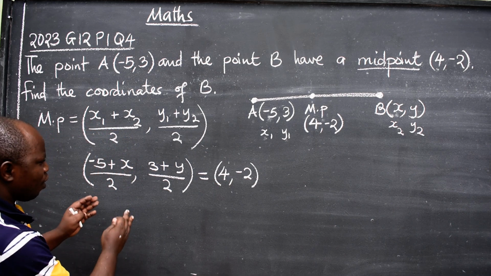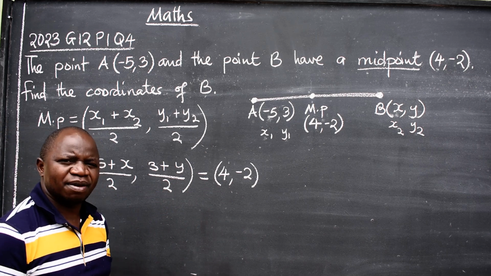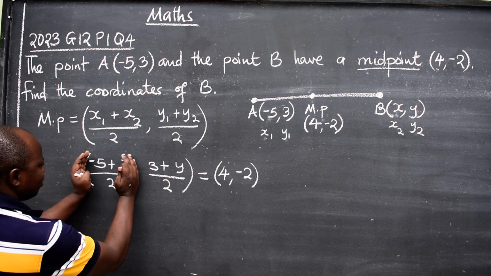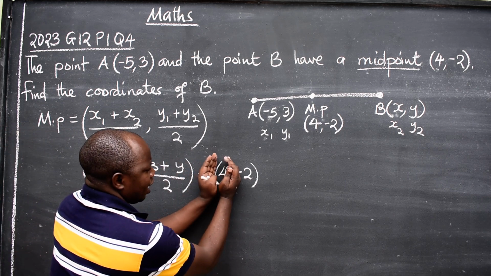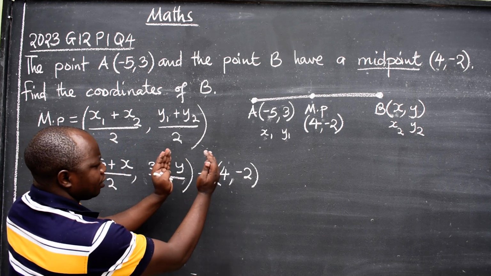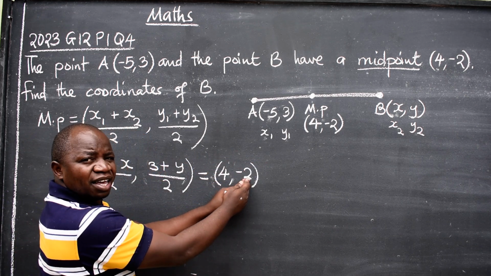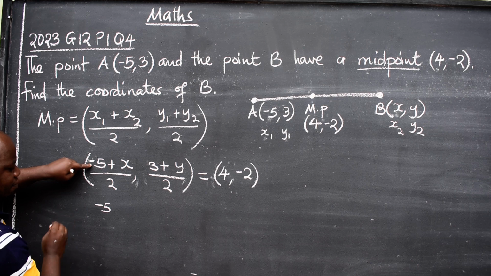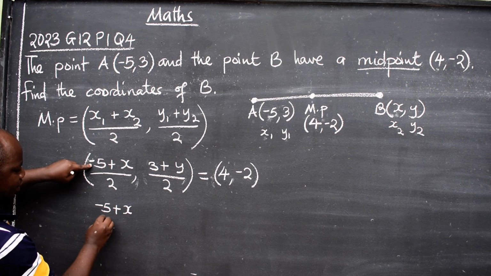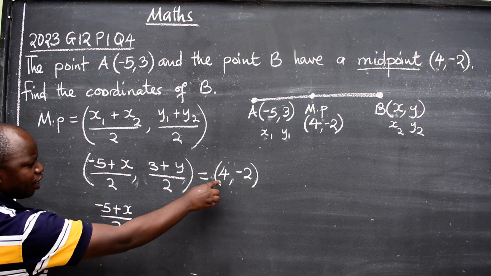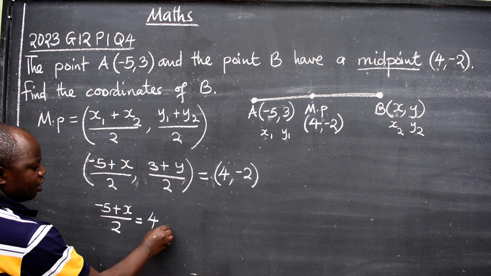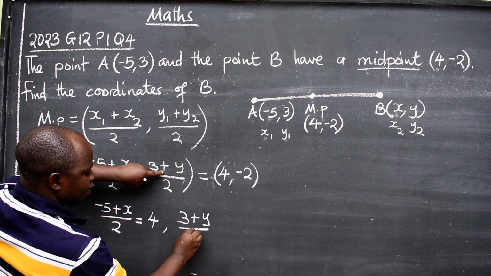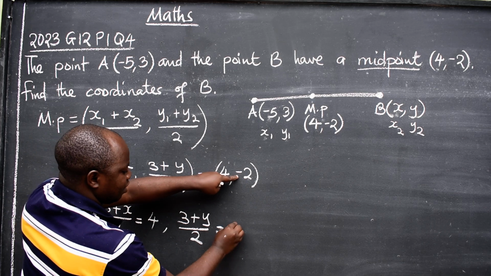What next? You are going to make equations, 2 of them. One for x, the other one will be for y. How are you going to do that? This one for x, you equate it to the x value. Y, you equate it to the y value. This is x, this is y. So I'm going to get this one, which is -5 plus x over 2 equate to x value 4. Then the other one will be 3 plus y over 2 equates to y value, -2.